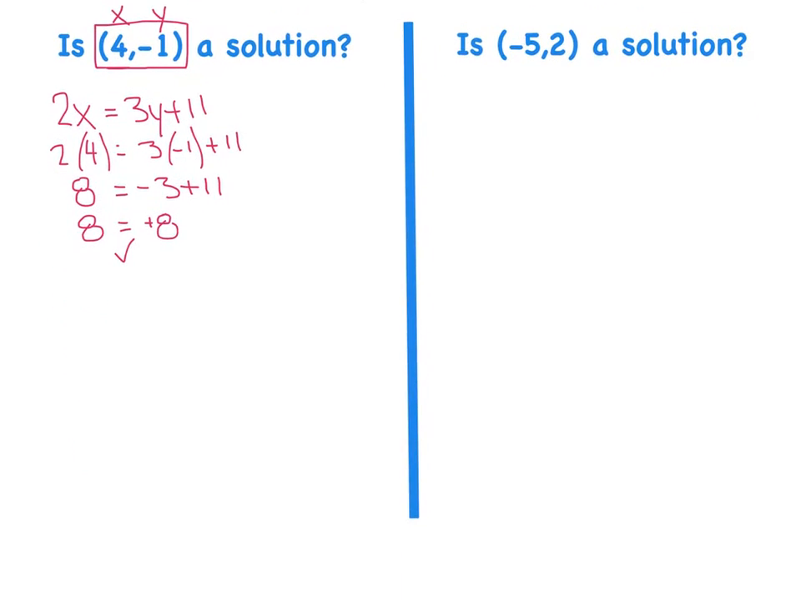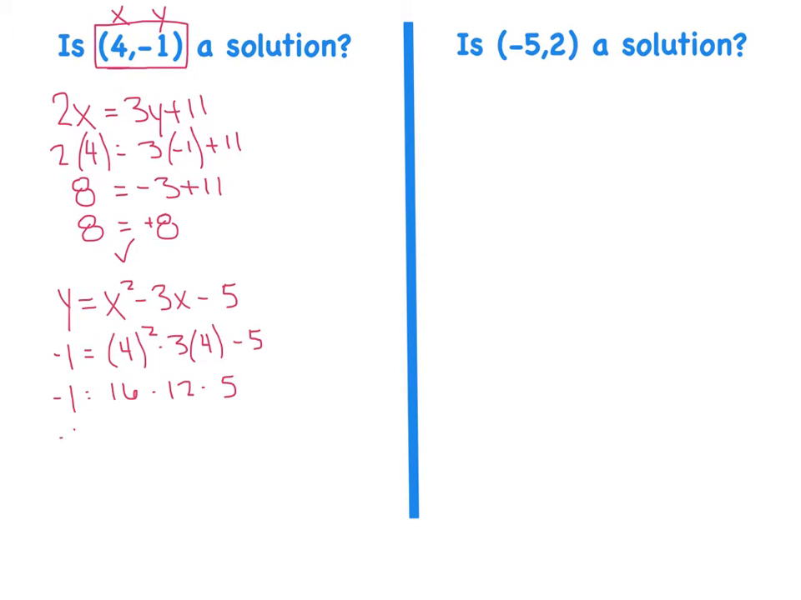Slide this up a little bit. So the second equation was y equals x squared minus 3x minus 5. And I'm going to go ahead and substitute negative 1 for y and substitute my 4 for the x. And let's see, negative 1 equals 16 minus 12 minus 5. And feel free to use the calculator, but indeed negative 1 equals negative 1. So yes, we would declare that (4, negative 1) is a solution because it satisfied not just one of them, but both of them simultaneously.